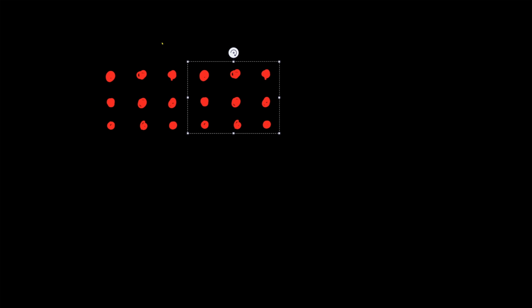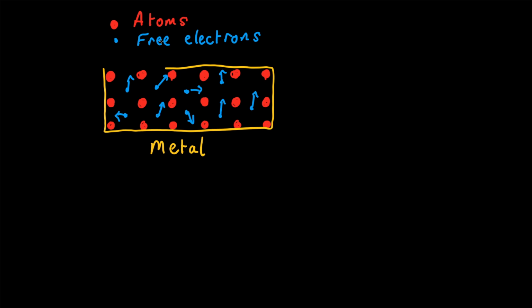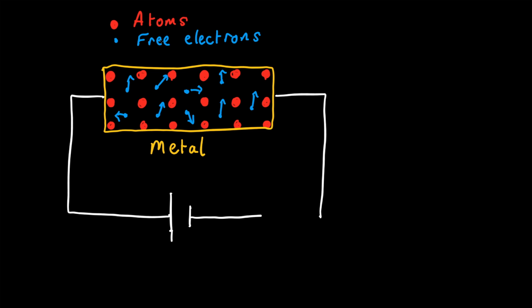Atoms in metals have one or more outer electrons which are not held tightly to the nucleus. This means these electrons can wander at random throughout the metal, and we typically call these electrons free electrons or mobile electrons. So if I draw a simple diagram of a circuit here, we've got a battery at the bottom, and the battery terminals are connected to a metal rod.